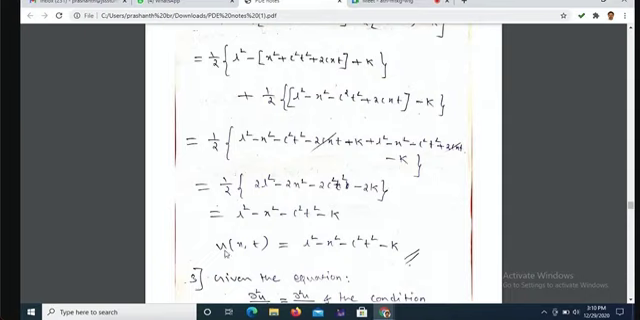So u of x comma t is what? L square minus x square minus c square t square. This k won't be there because k gets cancelled, right? So hence u of x comma t is this one.